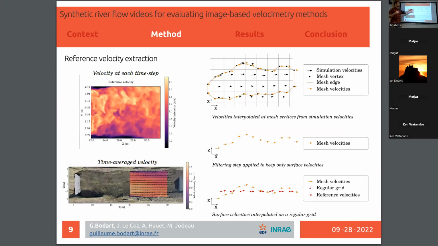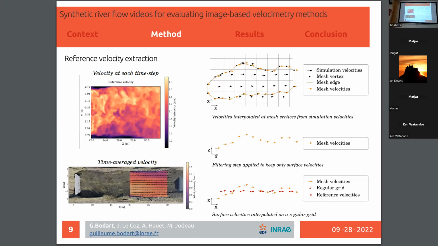As I said before, you have the reference velocities from simulation that are computed on a grid. Here they are. You have the mesh in yellow here. What we can do is interpolate the reference velocities at the mesh vertices, so you obtain these yellow velocities. At each mesh vertex, we'll have the reference velocity. Then we filter to retain only the surface velocities.